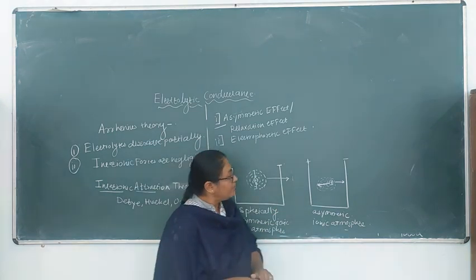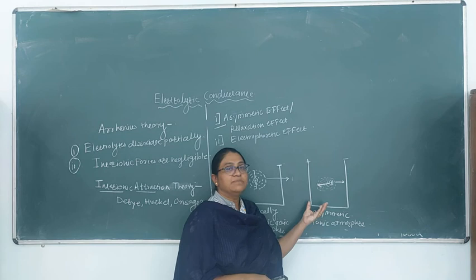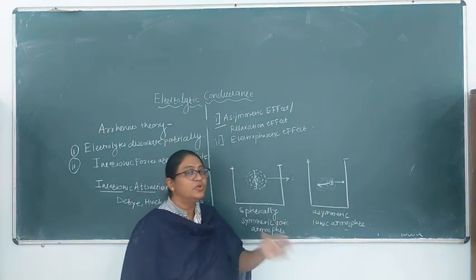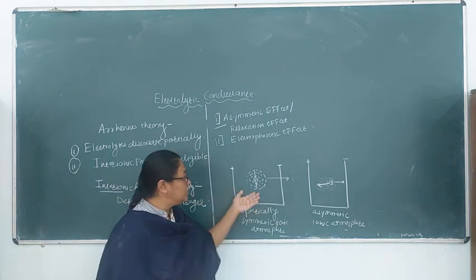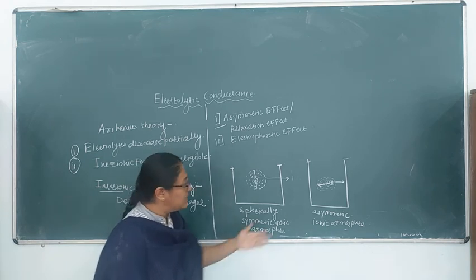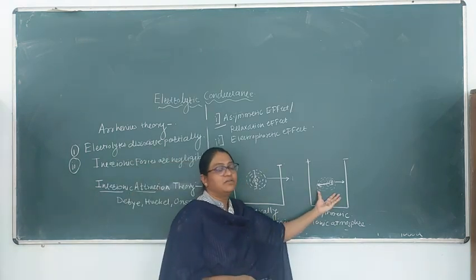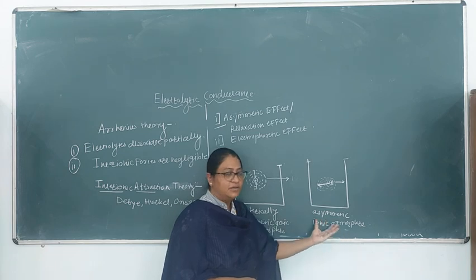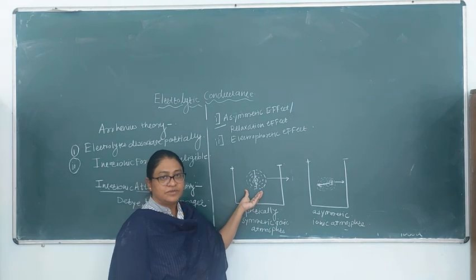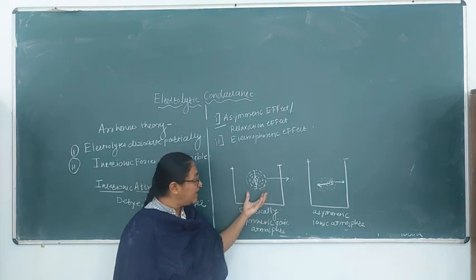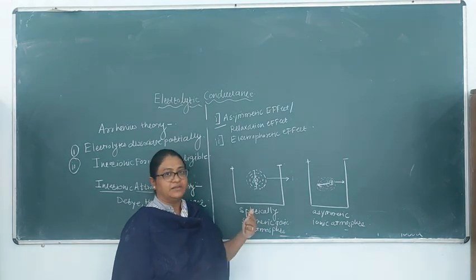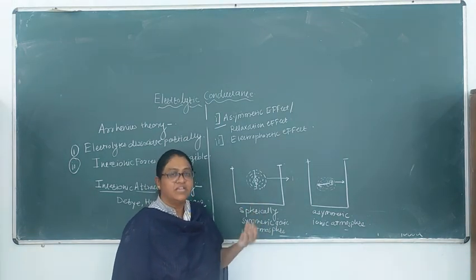Now, as this environment becomes asymmetric, a time is required to reform the original ionic atmosphere situation. That means this asymmetric ionic atmosphere tries to regain its equilibrium position. That means it tries to make the ionic atmosphere symmetric again, and for that some time is required.